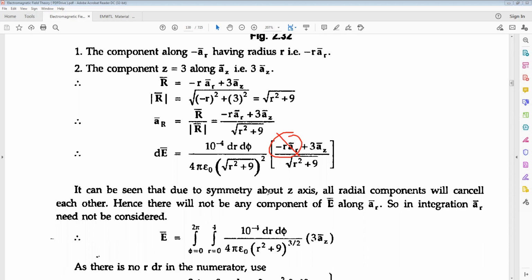It can be seen that due to the symmetry about the z axis, all the r terms will cancel each other, as there will not be any component of E bar along the r bar. Okay.